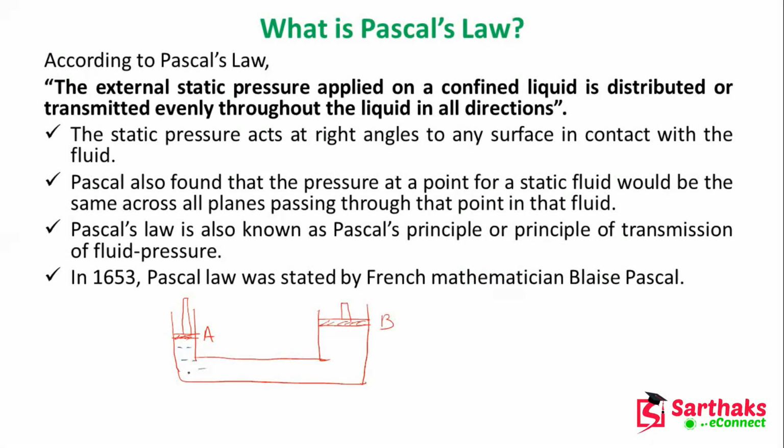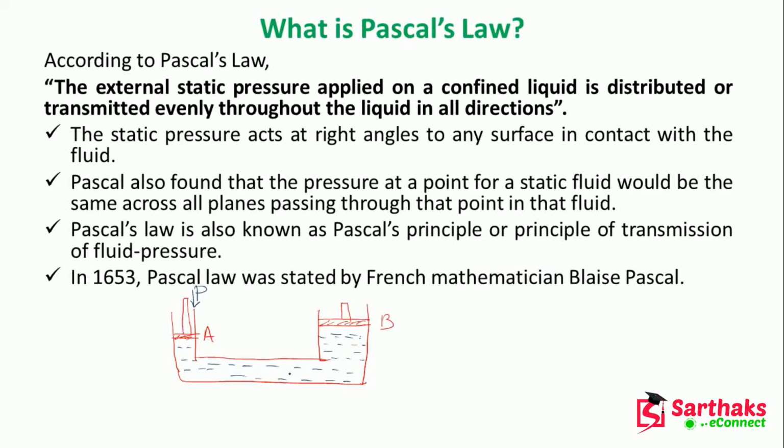Suppose you have water here. So whatever the liquid you have inside this arrangement, that is the confined liquid, and it is distributed or transmitted evenly throughout the liquid in all directions. Whatever the pressure you have given to this piston A, that pressure has been distributed throughout this confined water or confined liquid in all directions, right?